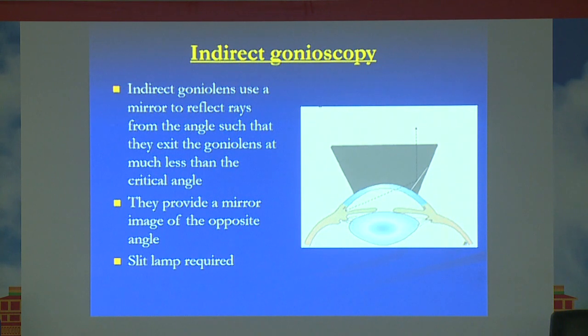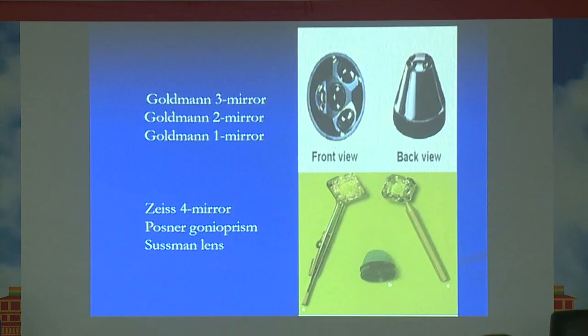Now coming to indirect gonioscopy, in this we use a mirror to reflect rays from the angle so that they exit the gonio lens at much less than the critical angle, and they provide a mirror image of the opposite angle. There are different types of lenses.